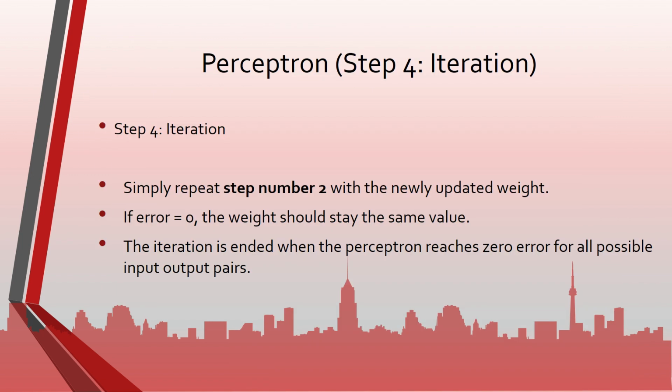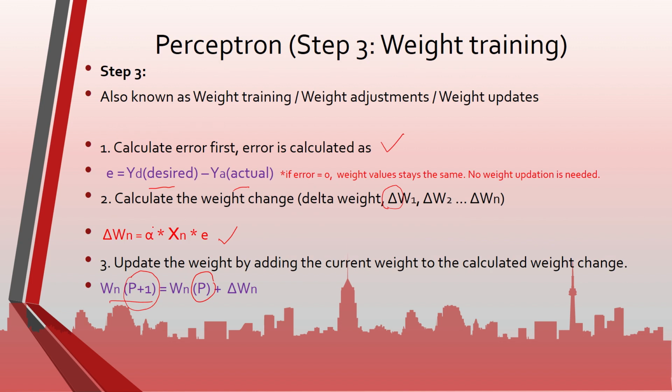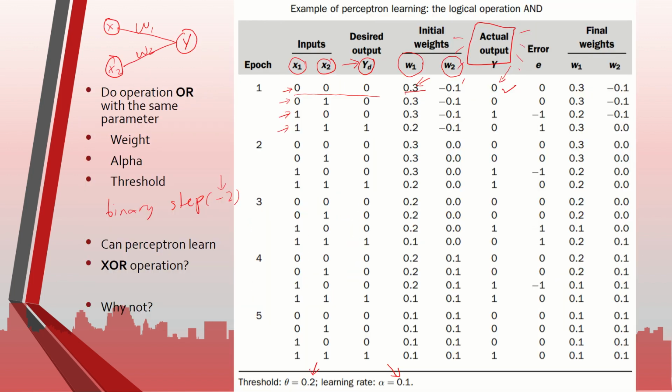Again, if we look into the example here, it says that if the error is 0, the weight should stay the same value. Why does this happen? Because the weight change is dependent on the error. Any value that is multiplied with 0 will produce a weight change of 0. So when the weight change is 0, and we calculate the new weight by adding the current weight with the weight change, the weight will stay the same. That's the reason why the final weight for the first sample, or the first iteration, is the same as the initial weight.